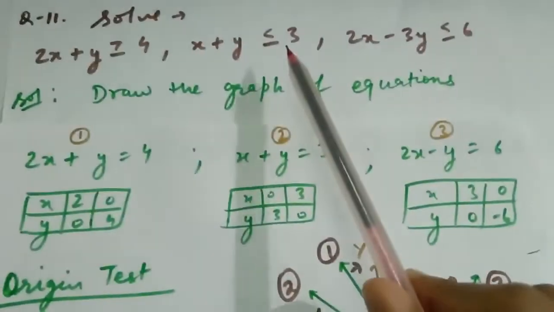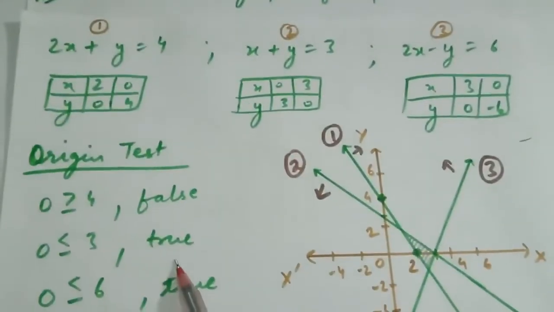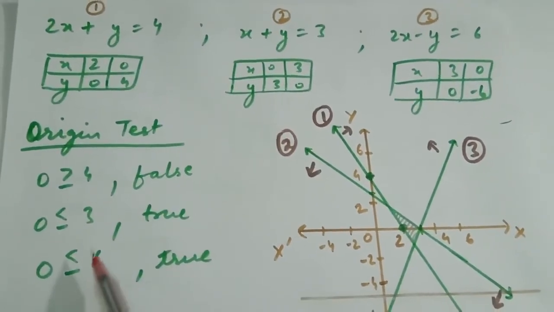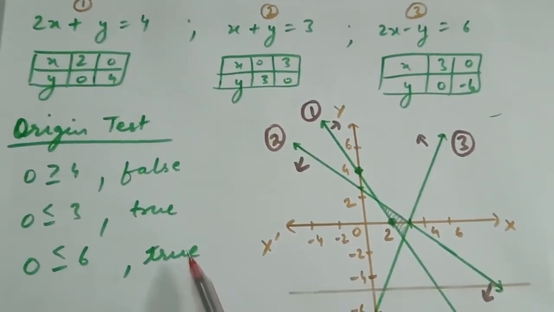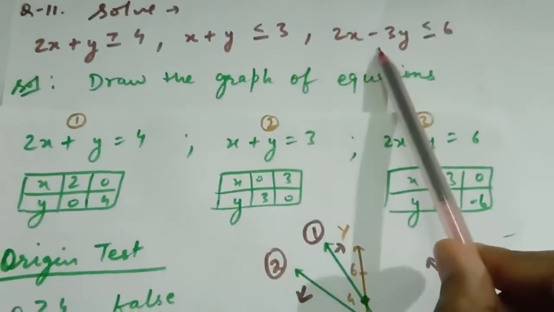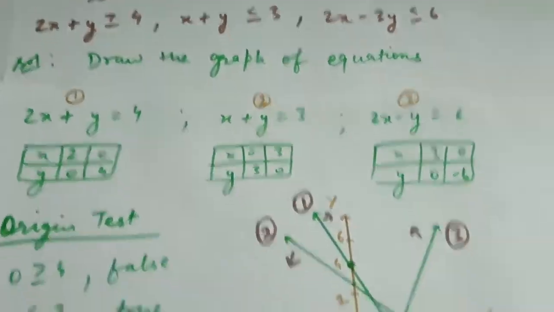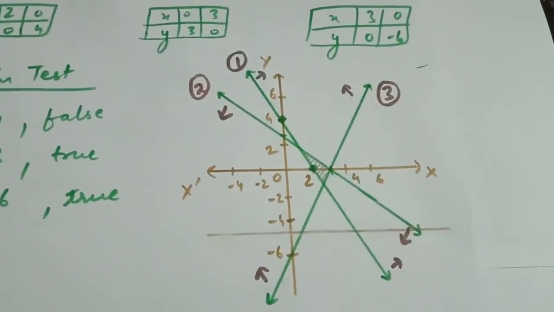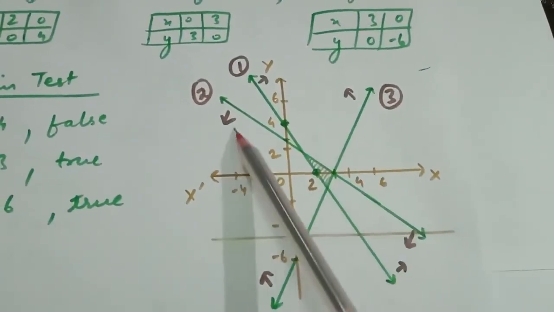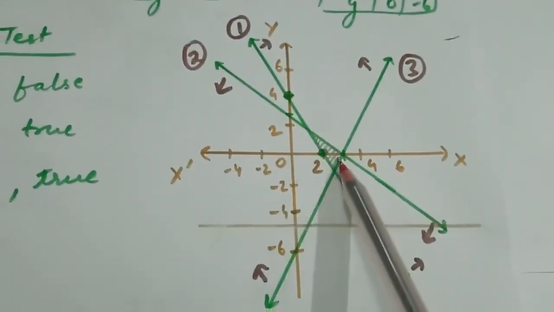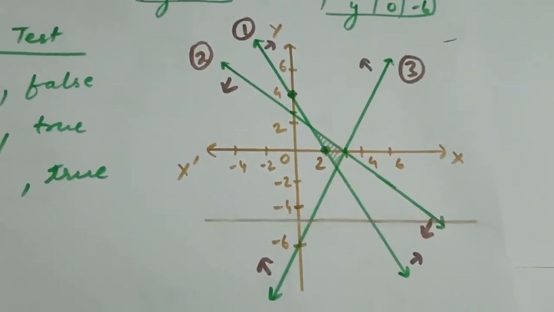Now for the second inequality, 0 is less than or equal to 3, this is true. And for the third also, 0 is less than or equal to 6. This is also true. So for both of these inequalities, the solution will be towards the origin. So for the second and for the third, the solution will be towards the origin. Now find the common solution. You will get this as your common solution.